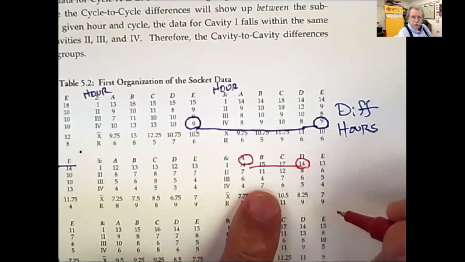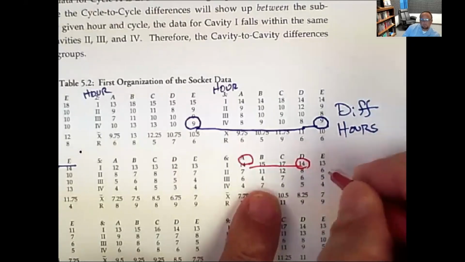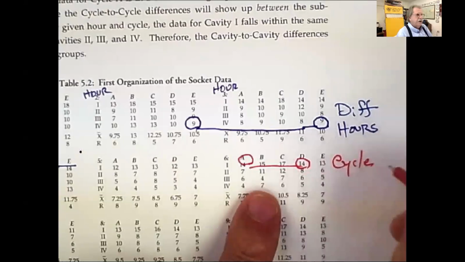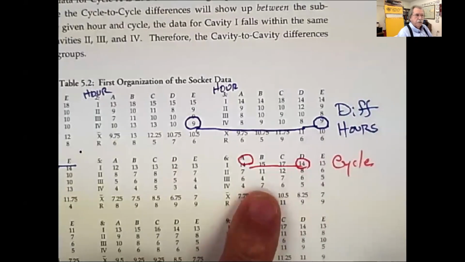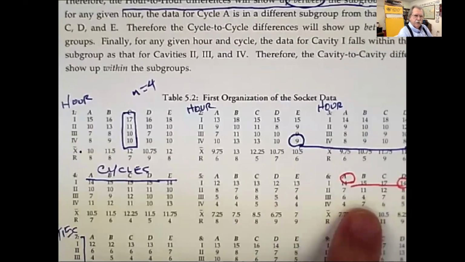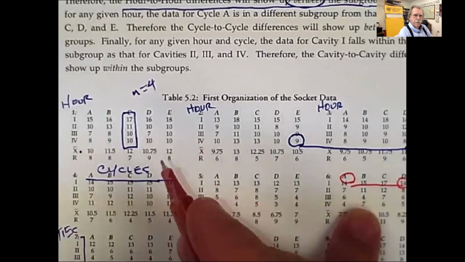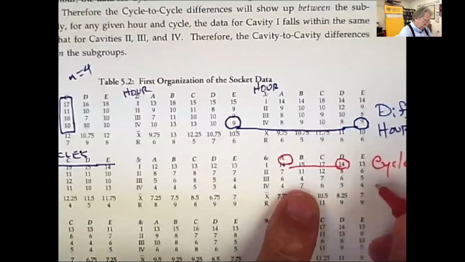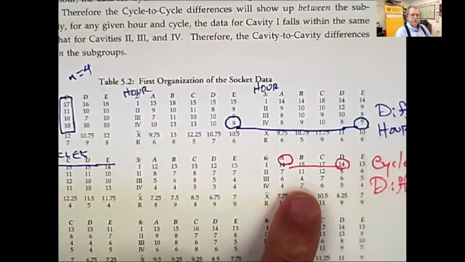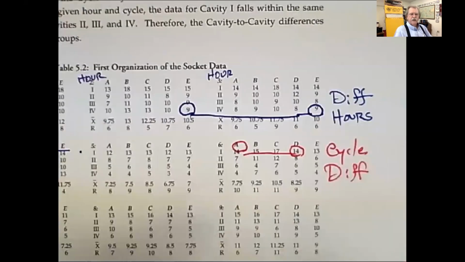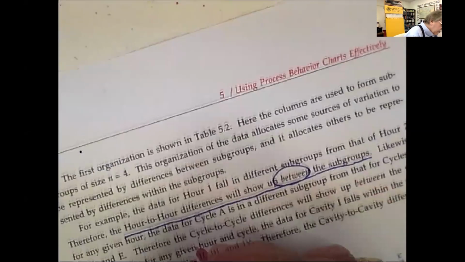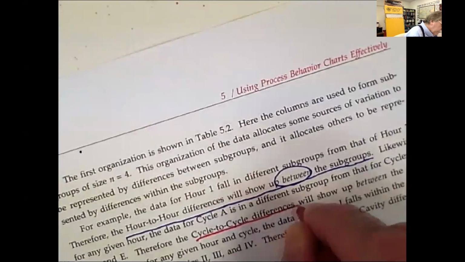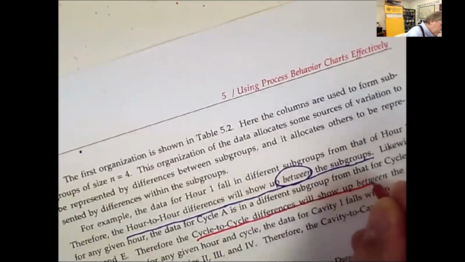Okay. Different cycles. When I change cycles, am I changing subgroups? Yes. Look back over here. So different cycles, different subgroups. When I change cycles, I'm changing subgroups. So my cycle to cycle differences are going to show up between the subgroups.